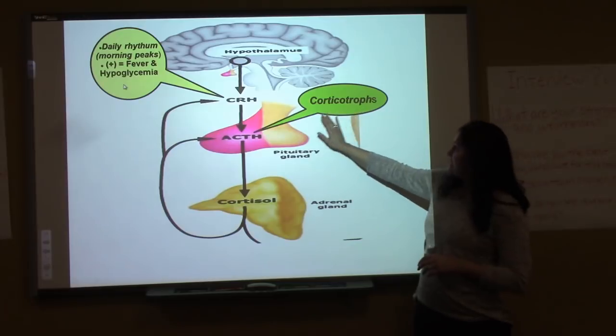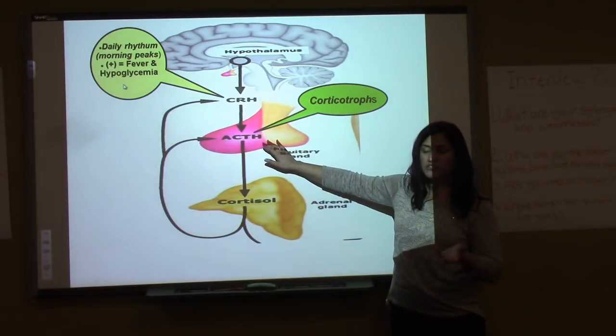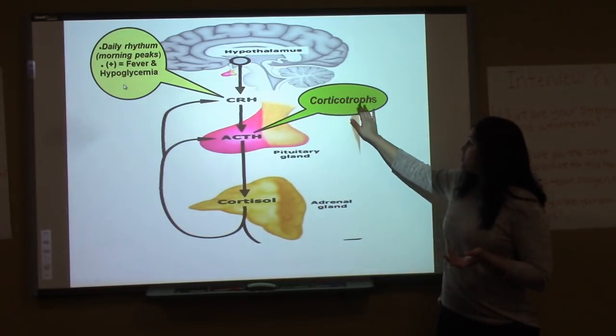Which cells release ACTH from the anterior pituitary? It's corticotrophs.